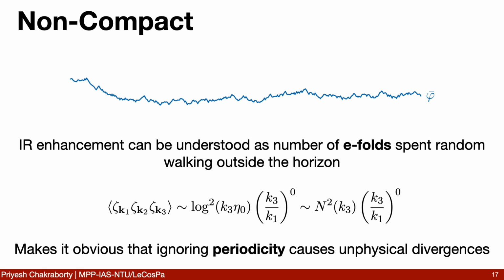If you like, you can also work with a different regulator and obtain the same kind of spurious infrared enhancement. So for instance, if you account for the end of inflation, then this infrared enhancement is captured by the number of e-folds that this axion spends random walking outside the horizon. So this is just to emphasize that if you ignore the periodicity of the axion, then you can totally miss the essential physics of the inflationary correlator it produces.